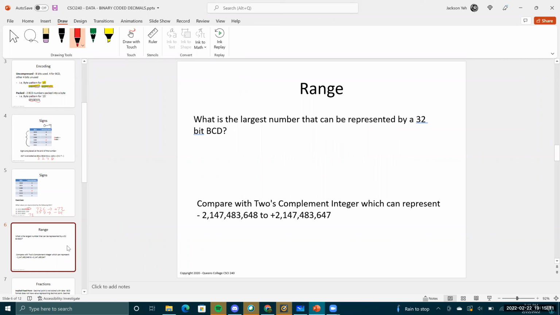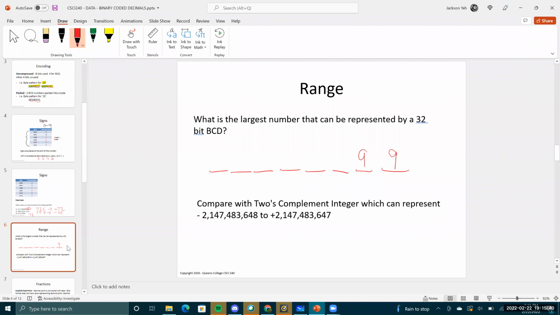4. Okay. So if each BCD has 4 bits, given 32 bits, how many BCDs can you represent using 32 bits? 8. Okay. So we have 1, 2, 3, 4, 5, 6, 7, 8. All right. So I have 8 BCD values. So the range of each BCD digit is what? 0 through 9, right? So what's the largest value at each position?